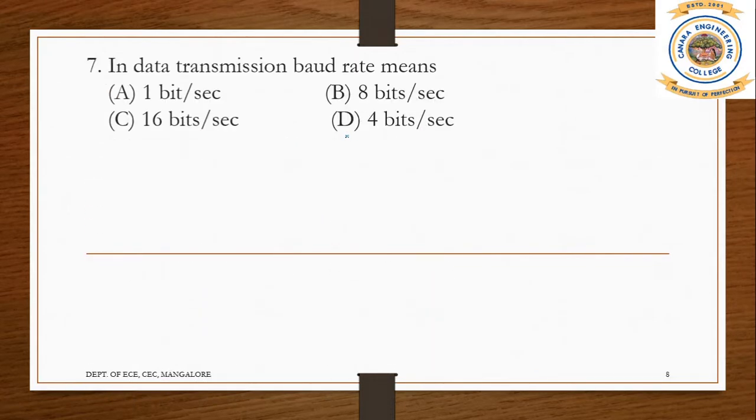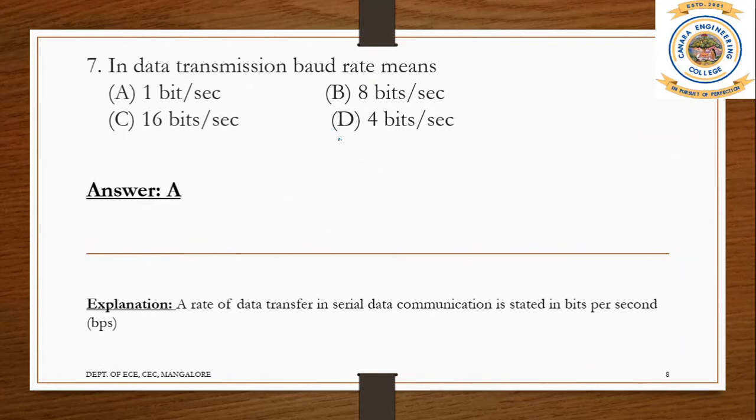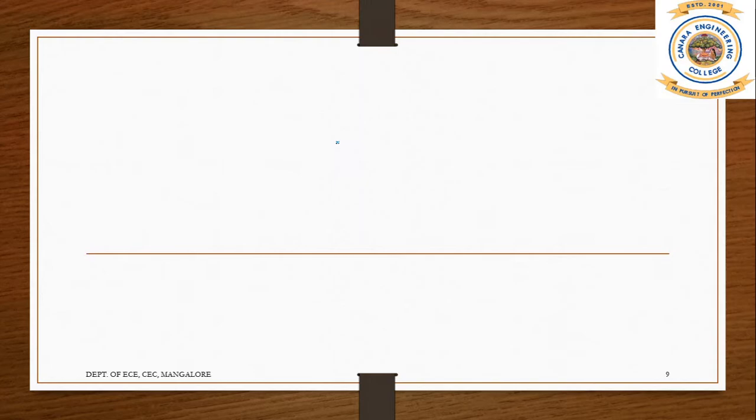So my next question will check your knowledge of serial data transmission. In serial data transmission using 8051, what does baud rate mean? Here the answer is A. Baud rate is defined as the rate of transfer of serial data. It is stated in bits per second or BPS. So 1 bit per second is the baud rate.